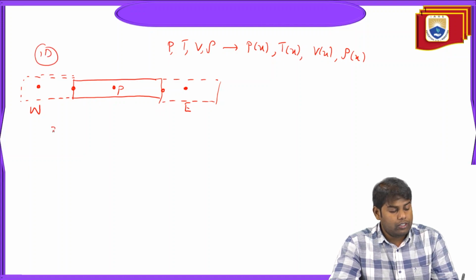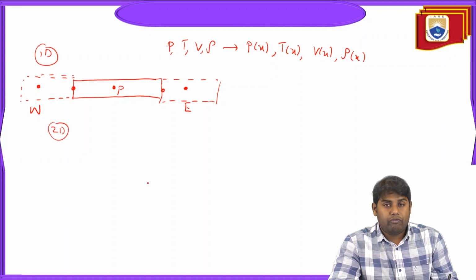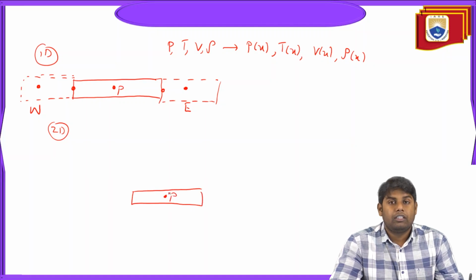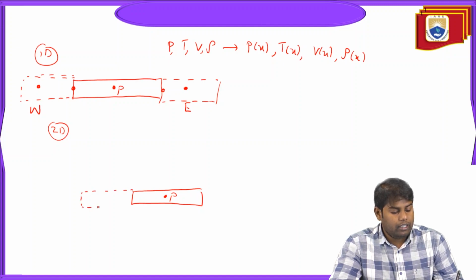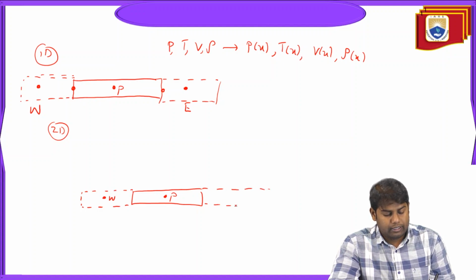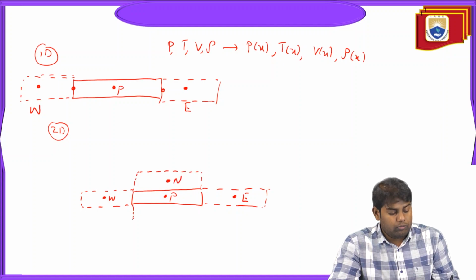When we do it for 2D, again we will draw the area of interest, or the point of interest P. Here we are drawing the west. Okay, again we are drawing the east. Now for the 2D, we have north, and at the bottom we have south.